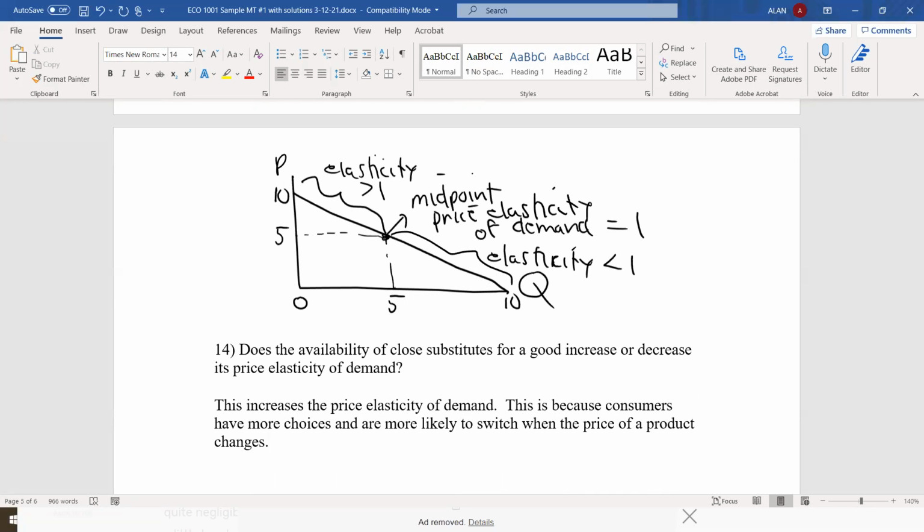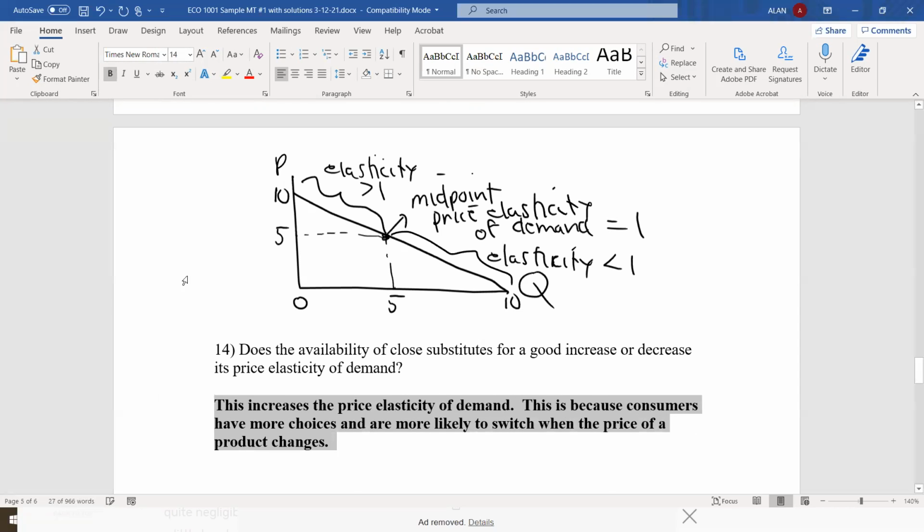Whereas if there's only 2, well, you may be willing to overlook price changes because let's say you don't like the second one. You really are stuck with the first one. So the more substitutes there are, the more sensitive you'll be to changes in prices. The more choices you have, the more particular you'll be about what price you're willing to pay.